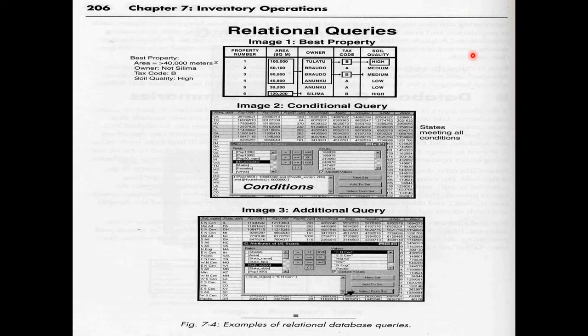For example, here is a query building operation: if we want the area which should be more than 40,000 square meters, owner name, and its tax code. So if you select area more than 40,000, this will be skipped, these will be added, and here are the owner names, and here we have their tax code and soil quality levels.